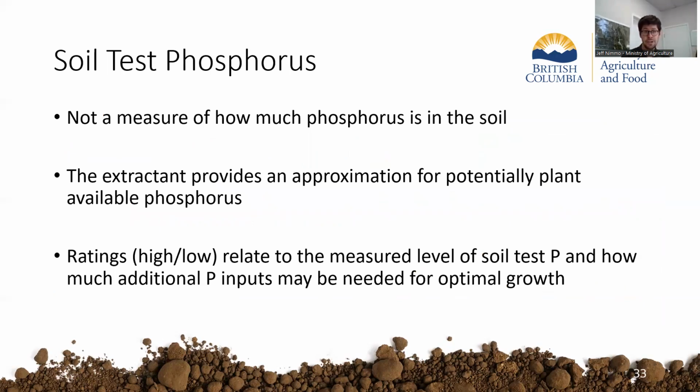And again, this is just reiterating that soil test phosphorus isn't really a measure of the overall amount of phosphorus within the soil. It's that extractant that actually provides an approximation of what the plants might potentially have access to while they're growing. And so when you're looking at the ratings besides soil test phosphorus, they relate to what the measured level of soil test phosphorus is, and that's compared against how much additional phosphorus might be needed in order to get to optimal plant growth.